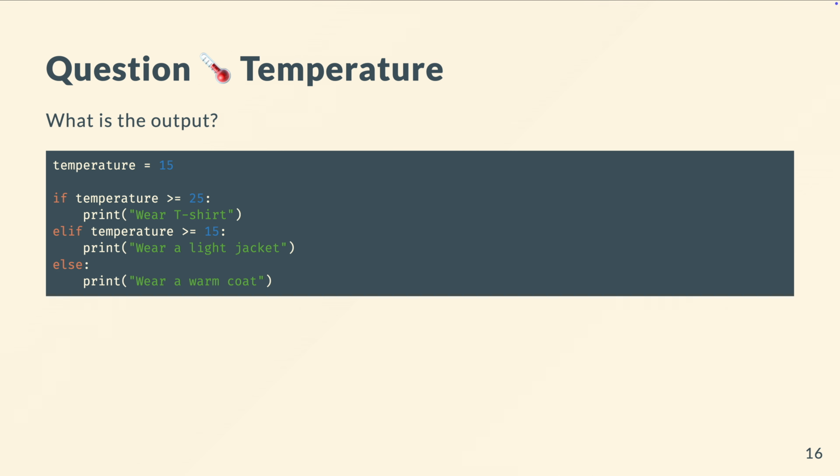Now a temperature question. Temperature is 15. First condition, temperature greater than or equal to 25. Second condition, temperature greater than or equal to 15. Otherwise, wear a warm coat. What is the output? Pause and decide which line prints.